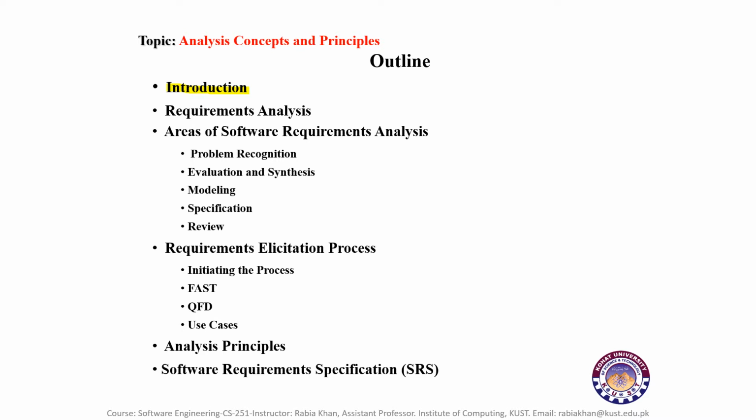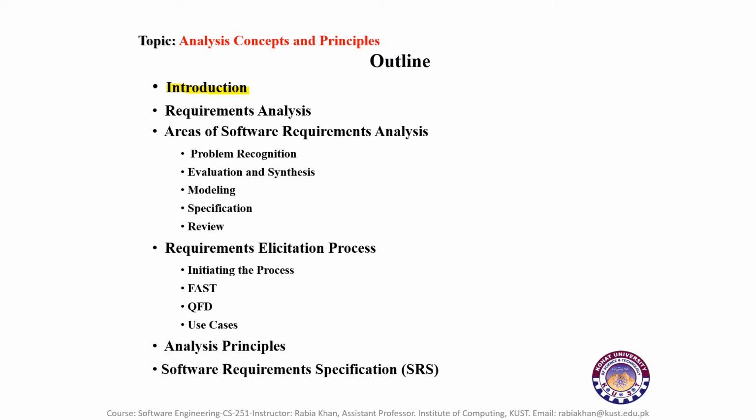The main intention of performing this step is to define the data that is to be operated on by your software, the functional requirements of the customer, what functions are to be performed by the software, and what will be the behavior of the software to different events, both the external events and the internal events. So these are three basic outputs of the requirements analysis phase.